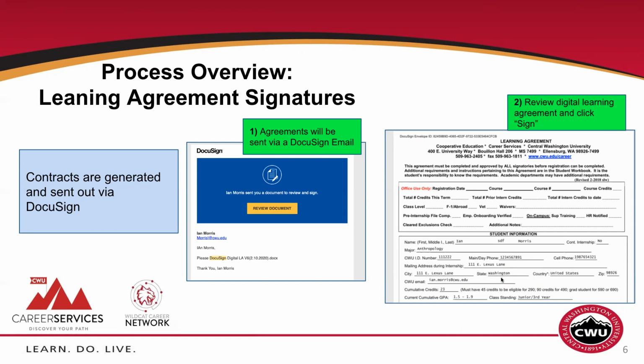Once you have signed an agreement, it's automatically routed to the next person, so you don't need to worry about sending it to anybody else or anything afterwards. Once everybody has signed the agreement, you'll automatically receive a receipt copy for your records that has all the signatures that you can print off and store. So again, this is the contract process.